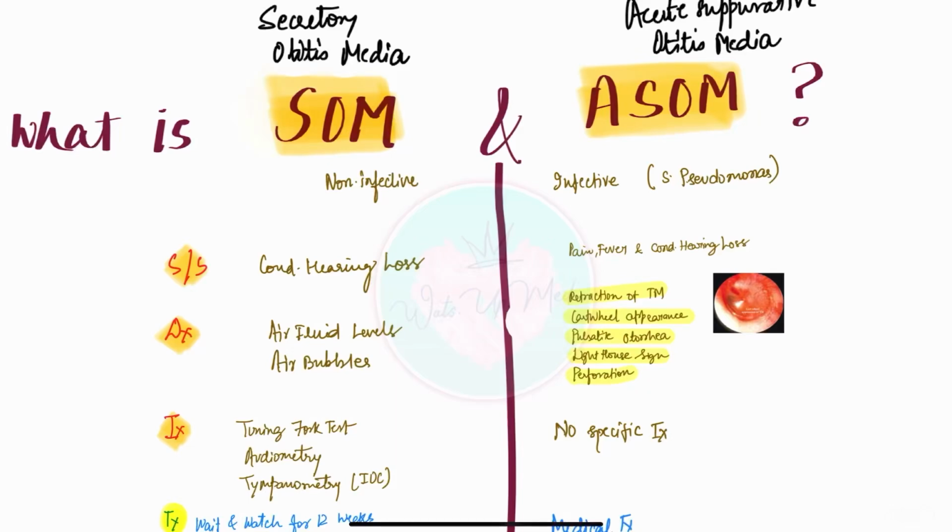Hello everyone, so today's video is about differences between SOM and ASOM. Before learning the differences, let's know about what is SOM and ASOM. So SOM basically is secretory otitis media and ASOM is basically acute suppurative otitis media.